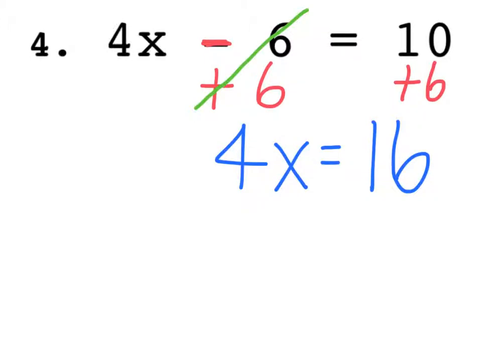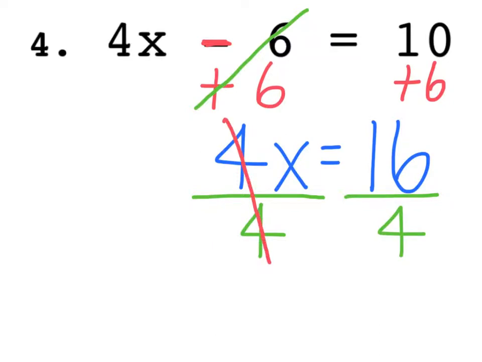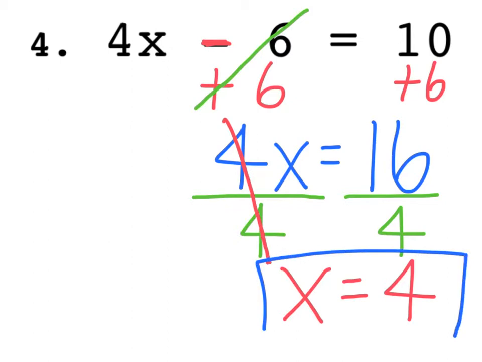So now what we need to do is get the x by itself. Because this is 4x, it's also 4 times x. We're going to divide because division is the inverse operation. And if we divide the left side by 4, we're going to need to divide the right side by 4 as well. So I know that 4 divided by 4 is 1, so it cancels out. And all that we're left with is x. And I know that 16 divided by 4 is also 4. So x equals 4. That is our answer.